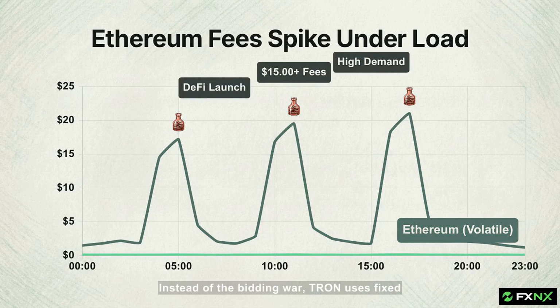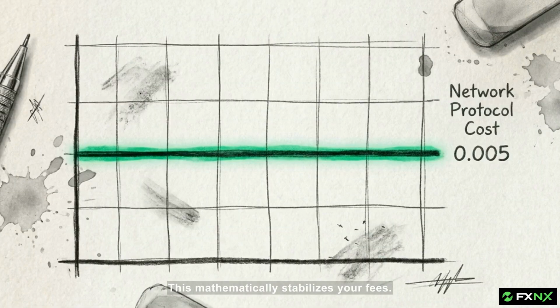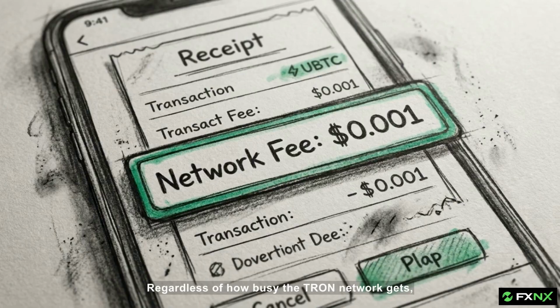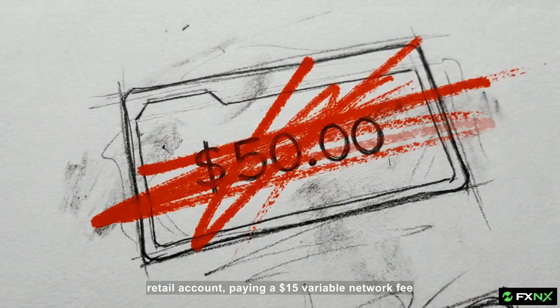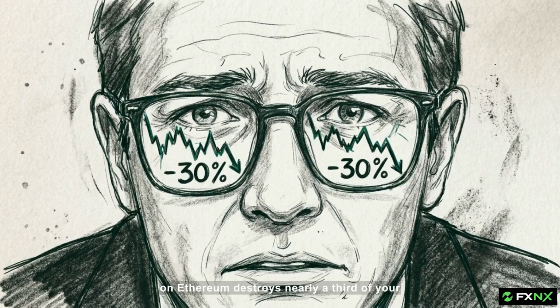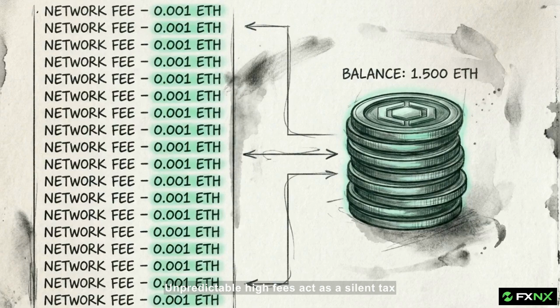But Tron takes a different approach. Instead of the bidding war, Tron uses fixed energy credits and bandwidth points to process data. This mathematically stabilizes your fees. Regardless of how busy the Tron network gets, a standard transfer rarely exceeds 50 cents and often settles for a fraction of a penny. If you are sending $50 to fund a retail account, paying a $15 variable network fee on Ethereum destroys nearly a third of your capital before you've even entered a trade. Unpredictable high fees act as a silent tax on trading margins. For high-frequency, smaller transfers, Tron offers the fixed structure necessary to protect your capital.